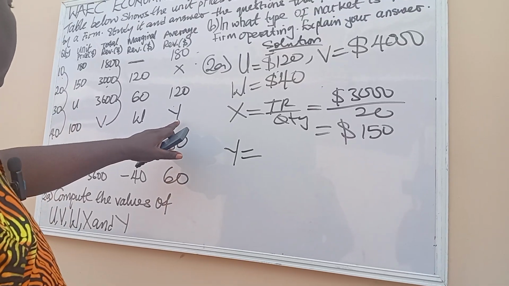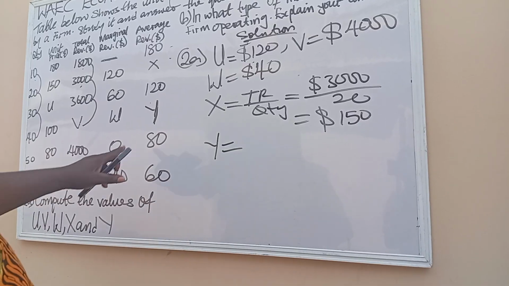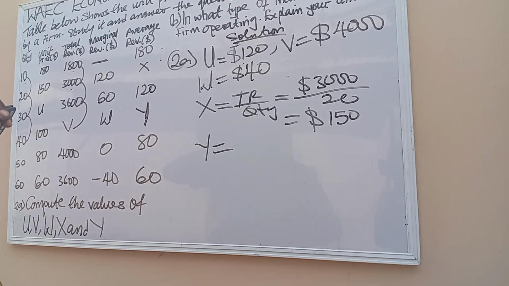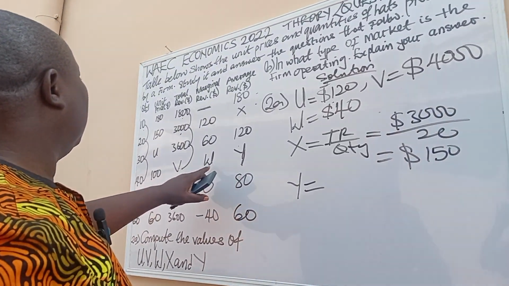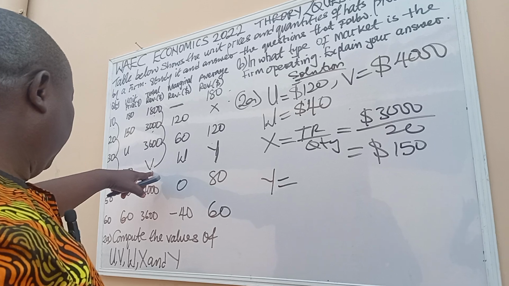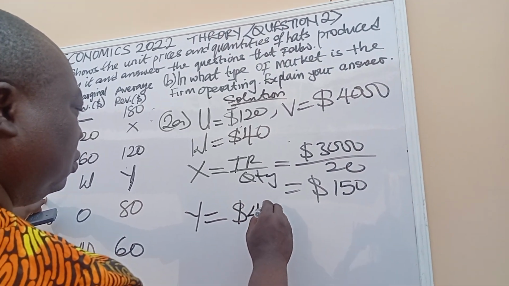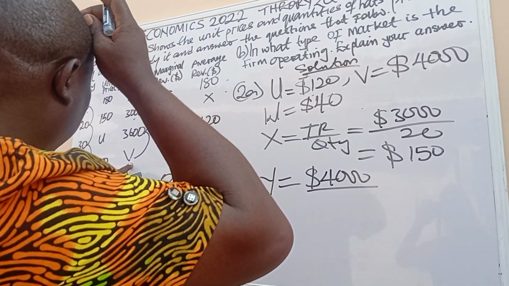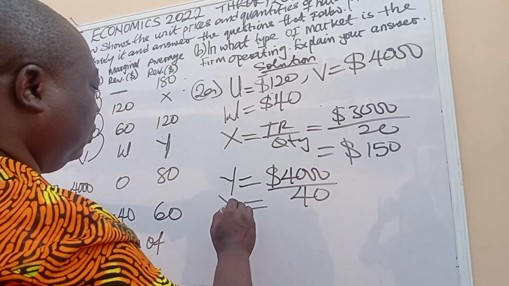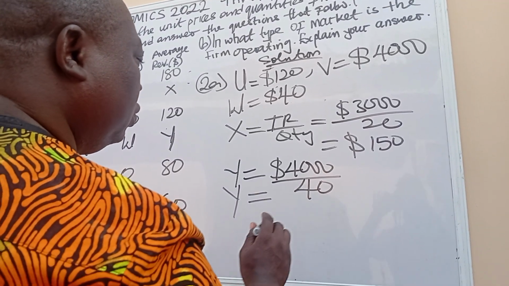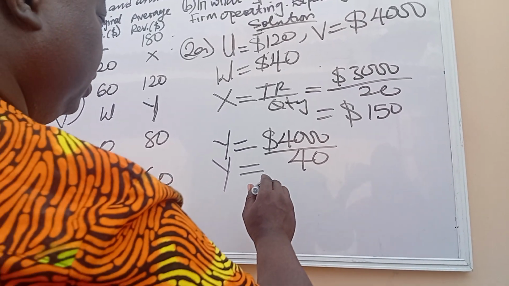Then the last one here is Y. This Y, it's still the same thing. We are talking about average revenue, which is going to be total revenue, which is V. Our V is 4,000 over 40, to get Y. So 4,000 divided by 40, what will it give you? 100.